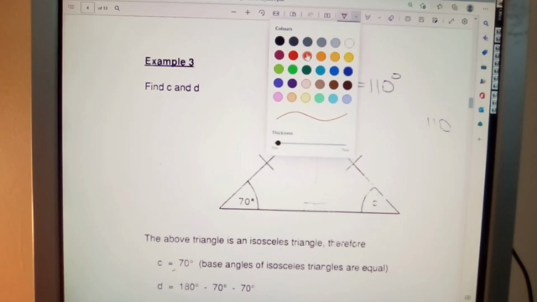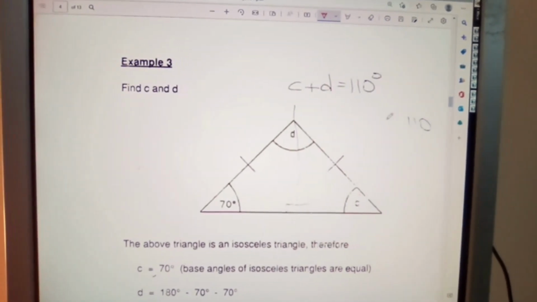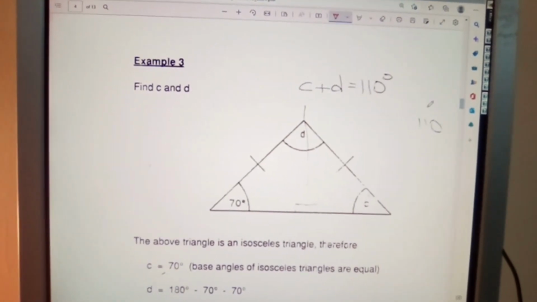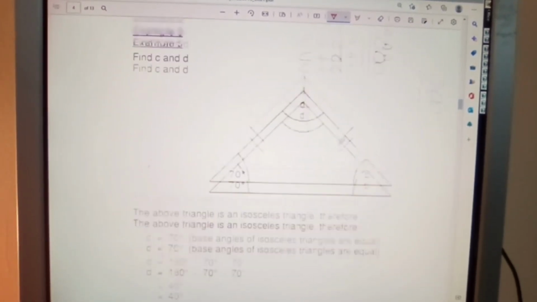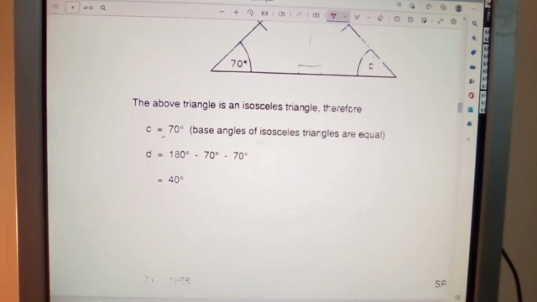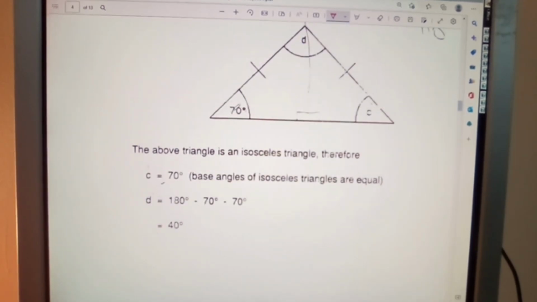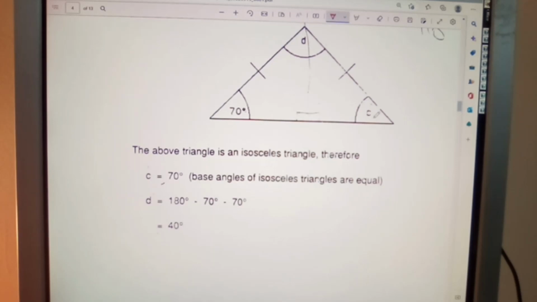Okay, it's okay. I was just trying to see if I can take something out here, but I can't. Now ignore my rough work. Ignore that completely. Right. That is equal to 70. We know base angles are equal. It's in an isosceles triangle. Okay, so we know that is going to be 70.